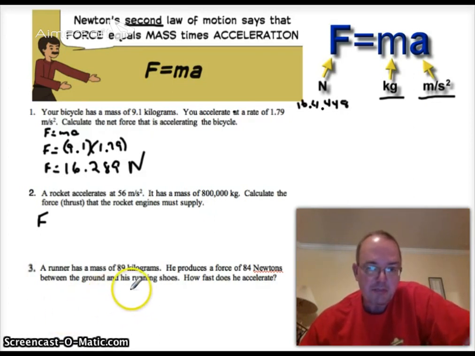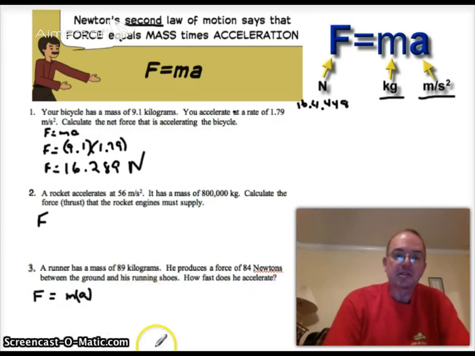A runner has a mass of 89 kilograms and produces a force. So we know the force. We know the mass, but we do not know the acceleration. Now you saw in an earlier video how you calculate that, how you find this acceleration right here, where you divide both sides by m. So I'm going to have you do that one on your own also and see how well you do.